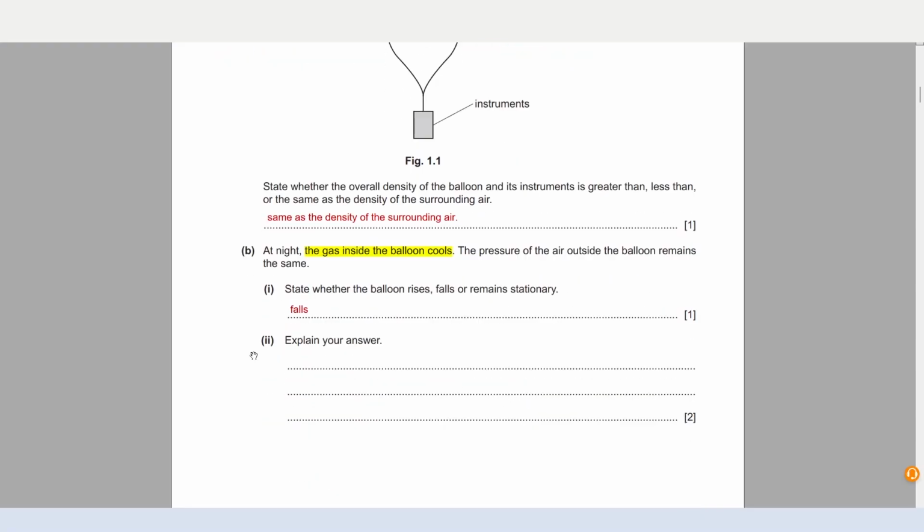Part 2 says explain your answer. Well, the reason behind this is that as the gas inside the balloon cools down, the volume decreases, right? And density is inversely proportional to volume. Therefore, the density increases. And as the density increases, the balloon falls down. We can write that down here. As the gas inside the balloon cools down, the volume decreases. Density is inversely proportional to the volume. Therefore, the density increases. So as the volume decreases, density increases. Now, as the density increases, the balloon is going to go down.